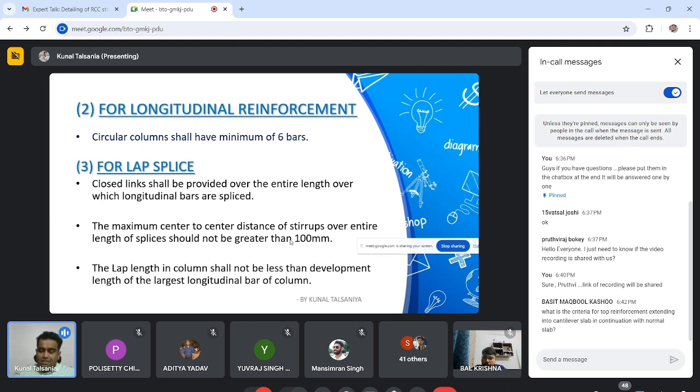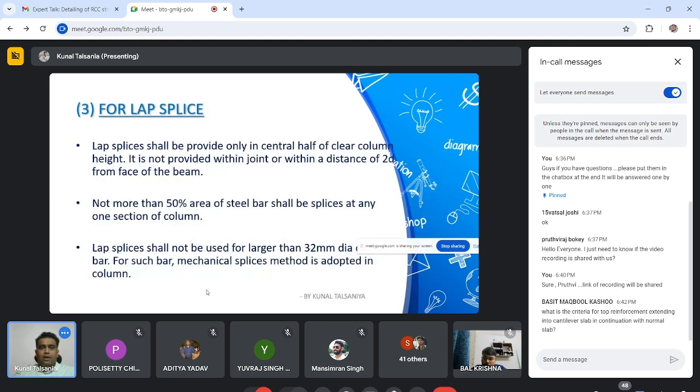Okay, because for column the majority of forces are axial. So the splice location is a weaker joint, so in a weaker joint you have to stiffen that joint. That's why your stirrup spacing in the splice should not be greater than 100 mm. The lap length in column shall not be less than the development length of the largest longitudinal bar of the column.